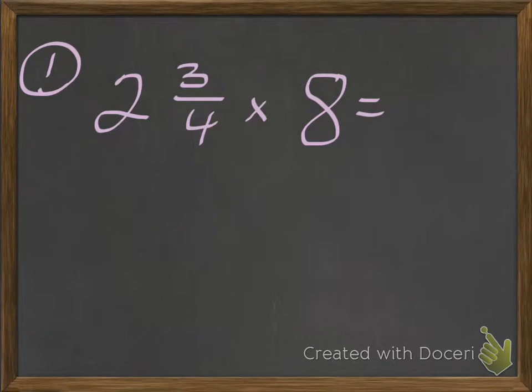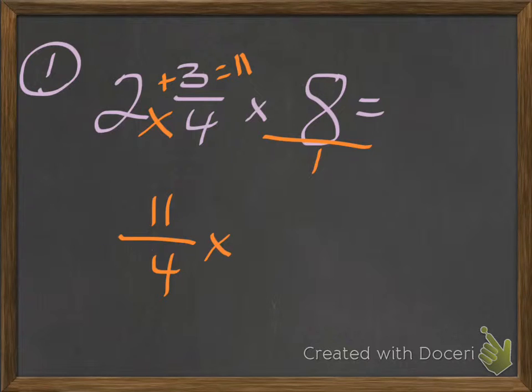Okay, first thing I do is change that mixed number to an improper fraction. Multiply 2 times 4 to get 8, plus 3 is 11, and that equals 11/4. Keep the same denominator. Times 8. Now 8 is going to go over 1 as usual. That's what we do when we have a whole number. To make it a fraction, put it over 1. And now I can multiply.